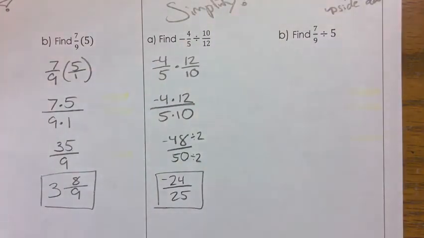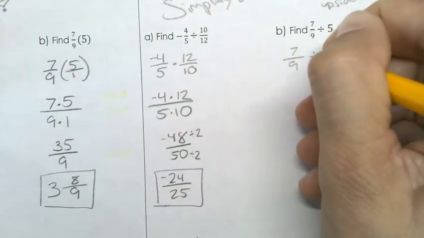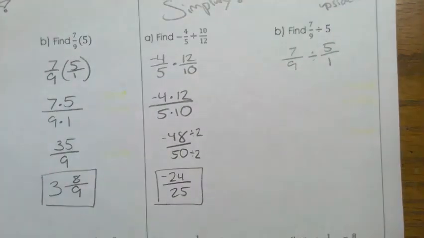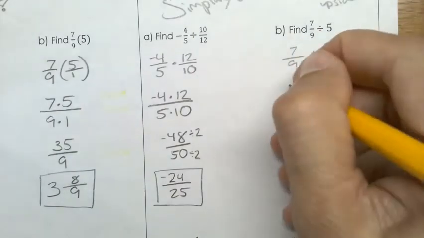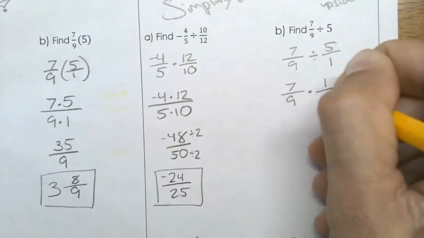Okay, let's see that happen again. This time we still don't have any mixed numbers, but we do have a whole number. So remember, we need to put that over 1. Now, step 2, find the reciprocal of the second fraction. 7/9 multiplied by 1/5.